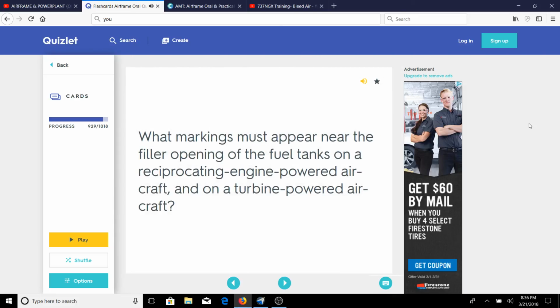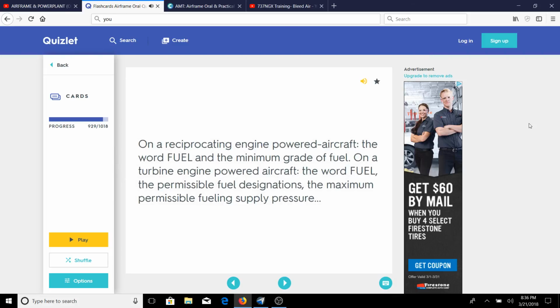What markings must appear near the filler opening of the fuel tanks on a reciprocating engine-powered aircraft and on a turbine-powered aircraft? On a reciprocating engine-powered aircraft, the word fuel and the minimum grade of fuel. On a turbine engine-powered aircraft, the word fuel, the permissible fuel designations, and the maximum permissible fueling supply pressure.